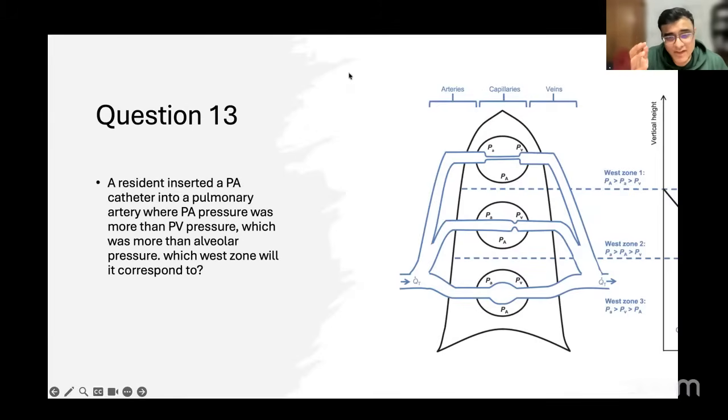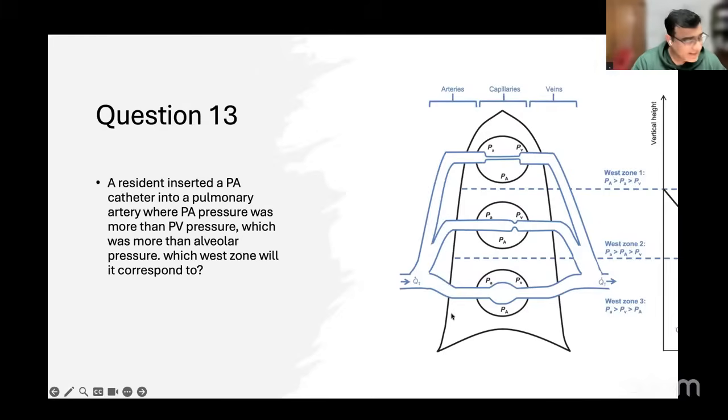Arterial more than venous more than alveolar is basically a continuous flow kind of scenario. Continuous flow is seen in West Zone 3. West Zone 1 is dead space, where alveolar pressure is the highest. And then you have the waterfall effect in West Zone 2. So West Zone 3 is the correct answer, which corresponds to continuous flow.